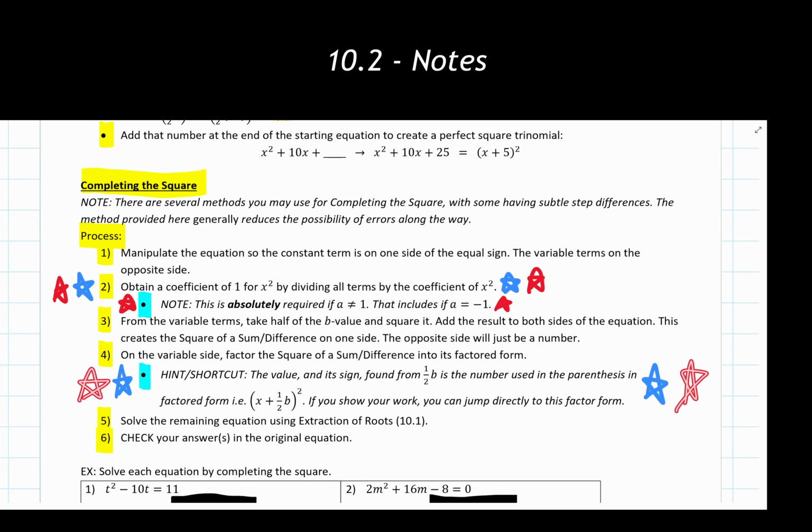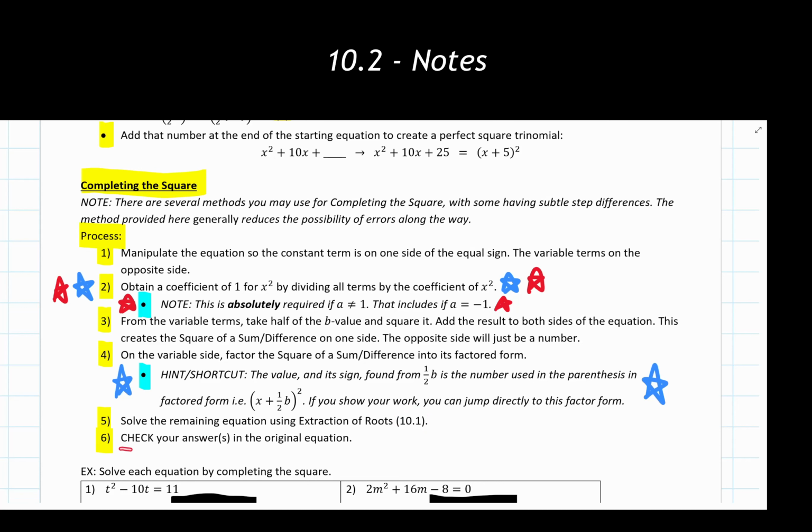Again, I would recommend highlighting, starring, whatever that may be, for yourself as you need it as you're going through these problems. So now that we've created a perfect square trinomial on one side, we can then just solve the remaining equation using the extraction of roots method, or the square root property, that we learned in the 10.1 material. And I can go back and reference that video if you need to do that.